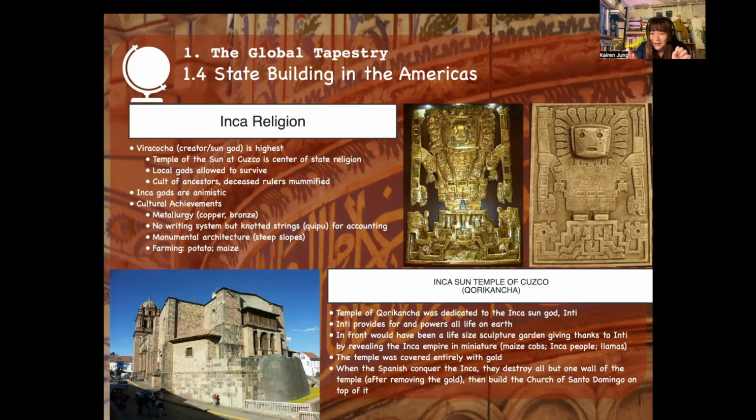You had maize cobs, Inca people, llamas, and we only know about it from descriptions. And unfortunately, the whole temple was covered with gold. But when the Spanish conquered the Inca, they destroyed everything except one wall after removing all the gold. And then they built the church of Santo Domingo over it. So this is where we see the church of Santo Domingo. It's just another church, but we hear wild descriptions of what it looked like back in its day.